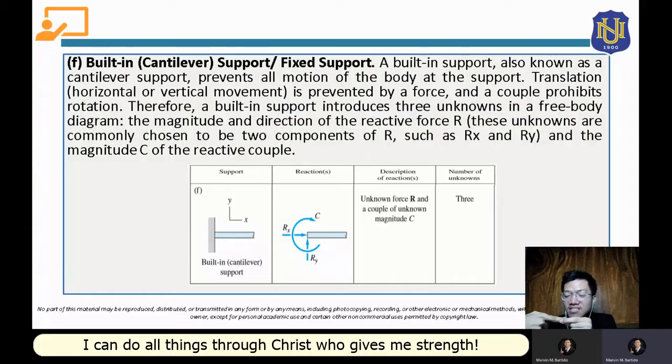But this pin actually has the freedom to rotate. It is not restricted to rotate. That's why there will be no moment reaction. Since it is a pin, it can be rotated, right? So there will be no reaction for moment, for rotation. So it's important that we understand it that way, that's why the reactions are like that.